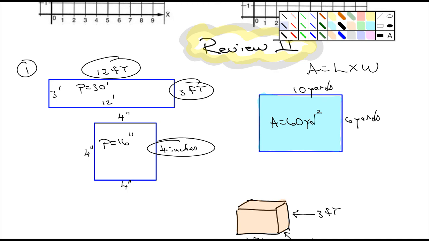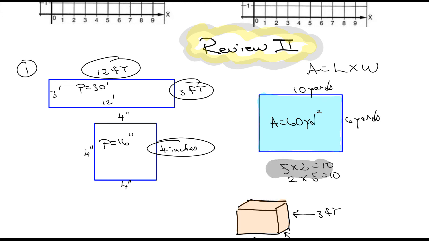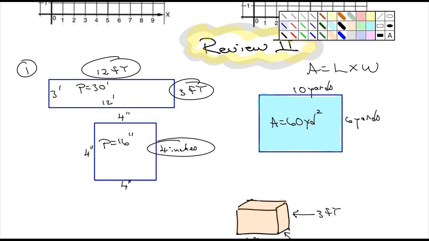It wouldn't matter. When you multiply, 5 times 2 equals 10. Well, guess what? 2 times 5 equals 10. So, which one you consider the length and which one you consider the width is really irrelevant. It doesn't really matter.